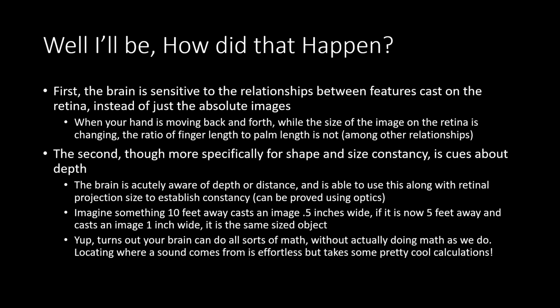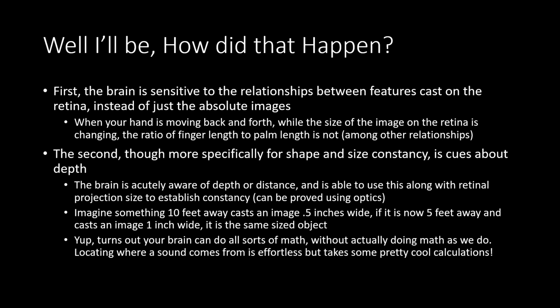So how does your brain do this? One of the primary ways is that your brain is very sensitive to the relationships between things that are presented on your retina itself, instead of just the absolute sizes and brightnesses of what is presented to the retina. Now, when your hand was moving back and forth, while the size of the image cast on the retina is changing, growing and shrinking, the ratios between the various aspects of your hand are not changing when you move it close or far away. The ratio of the length of your fingers to the width of your palm doesn't change no matter how close or far away you bring your hand from your eye.